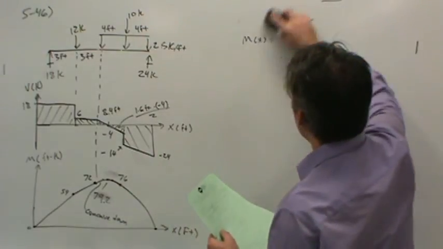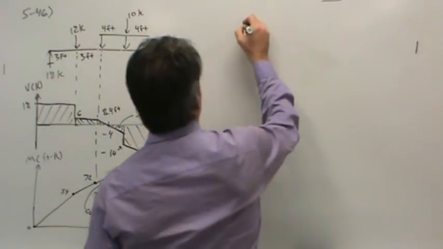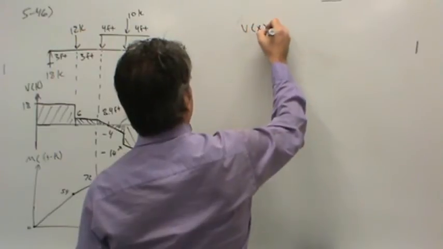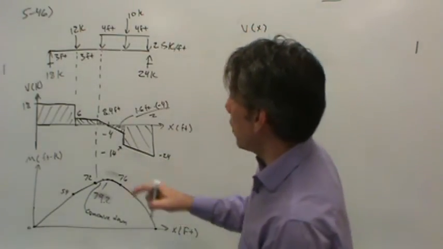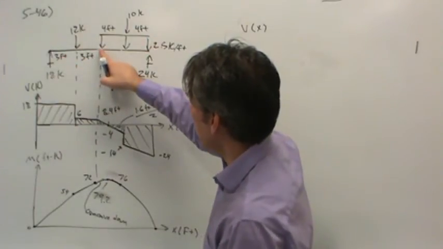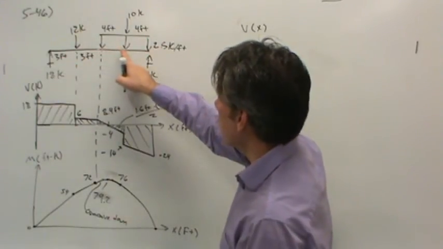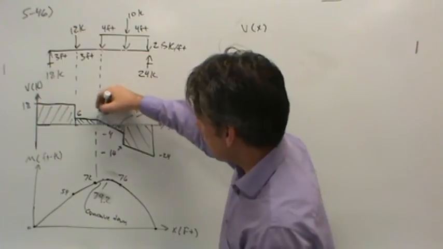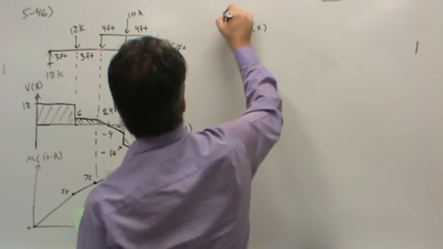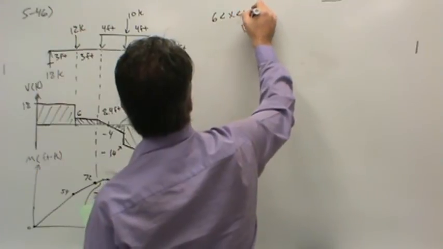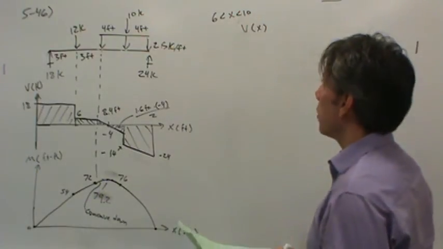Before we get into the moment, though, we need to come up with equations for the shear as a function of position. Now, I'm going to work with the position from 6 feet all the way over to 10 feet. Okay, so I'm working with this segment here. So x between 6 and 10 feet is what I want to deal with.